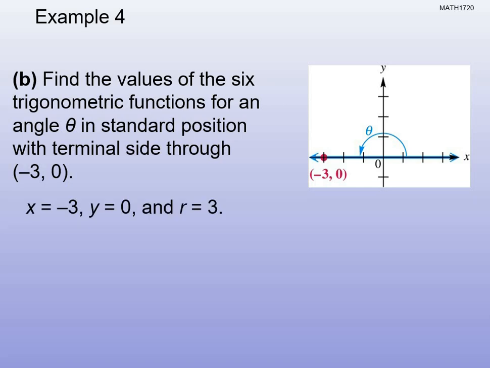We have to find the magnitude, so we're going to take what? -3 squared plus 0 squared. So that ends up being the square root of 9. The square root of 9 is 3. So our magnitude is 3 when we calculate this.